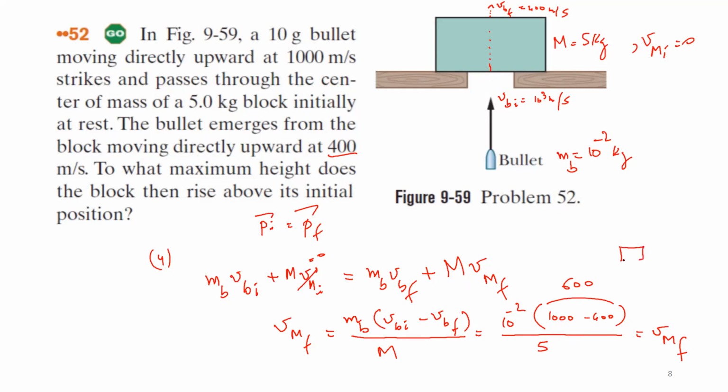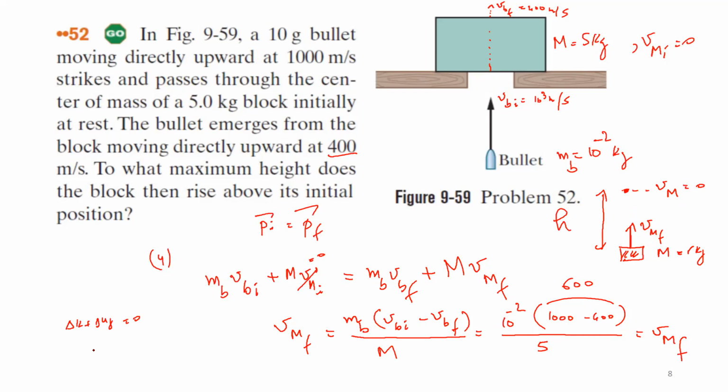Of course, I will have my block here. It has a certain mass, 5 kilograms. Now it has a velocity V_M final. Now the question is, what will be the maximum height? Of course, it will go up, and at maximum height the velocity of my block will be 0. So I will just have a conservative system. So I will have delta K plus delta U_G is equal to 0.